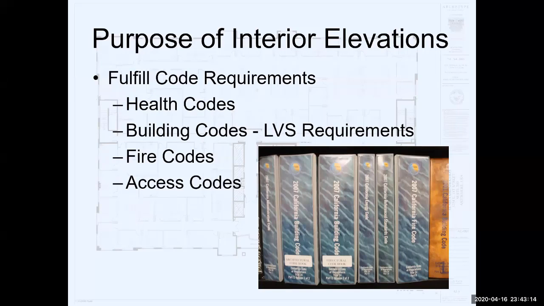Codes also want to identify when certain boundaries of fire separation are provided, and accessibility comes into play when we start to think about reach ranges, clear spaces, and some of the height requirements and limitations associated with disabled access.